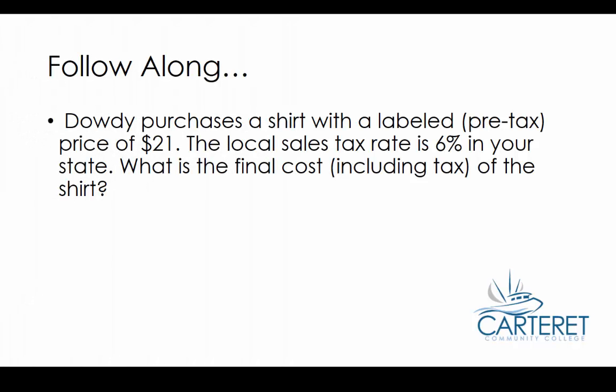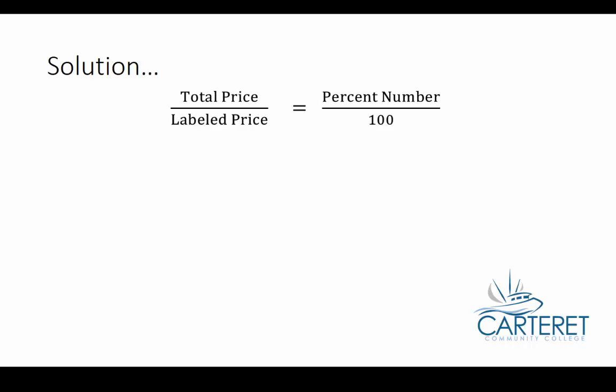Dowdy purchases a shirt with a labeled pre-tax price of $21. The local sales tax rate is 6% in your state. What is the final cost, including tax, of the shirt? We will set up the proportion in the following way. Total price over labeled price is equal to our percent number over 100. Fill in the quantities that we know.